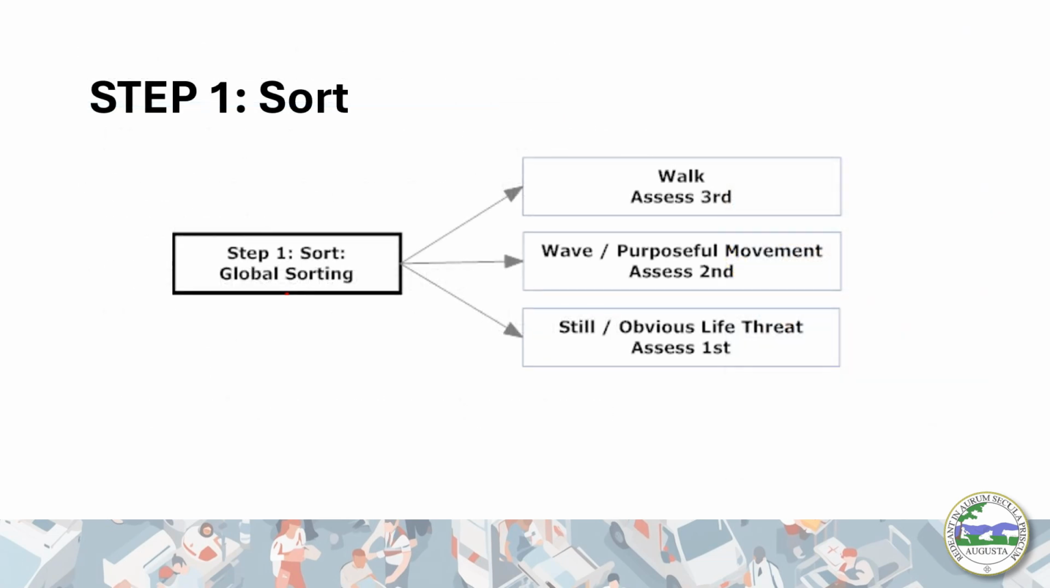SALT begins with a global sorting of patients, prioritizing them for individual assessment. Patients who can walk should be asked to walk to a designated area and should be assigned last priority for individual assessment. Those who remain should be asked to wave or be observed for purposeful movement. Those who do not move and those with obvious life-threatening conditions should be assessed first because they are the most likely to need life-saving interventions.